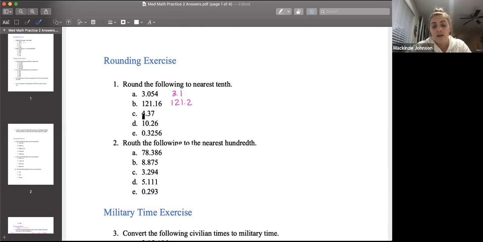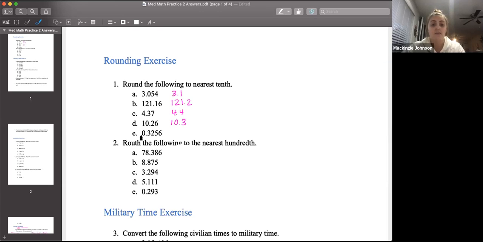4.37 is going to turn into 4.4, right? Because 7 is above 5. 10.26 is going to turn into 10.3. Because again, I don't know why there's not a lower one. I'm just doing what Ms. Chafin gave me.